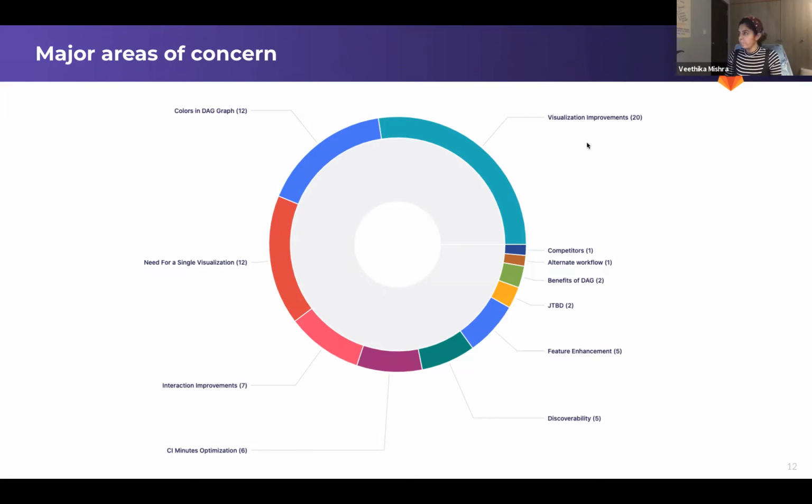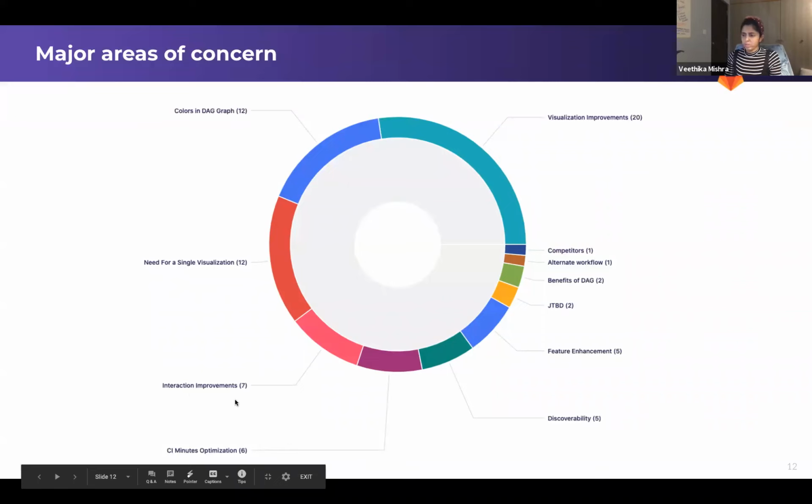Now, some very important areas that emerged in the analysis were that users had a lot to say about the colors that we are using in the graph. Then there were a lot of comments around visualization improvements, and that was obvious because that was the MVC and it was not a very polished iteration that we provided. Then the need for a single visualization. This came out to be a very prominent insight again, and this is the same thing that I was talking about before. I would talk about it a little more in the next slide. Then other areas were interaction improvements, which was obvious.